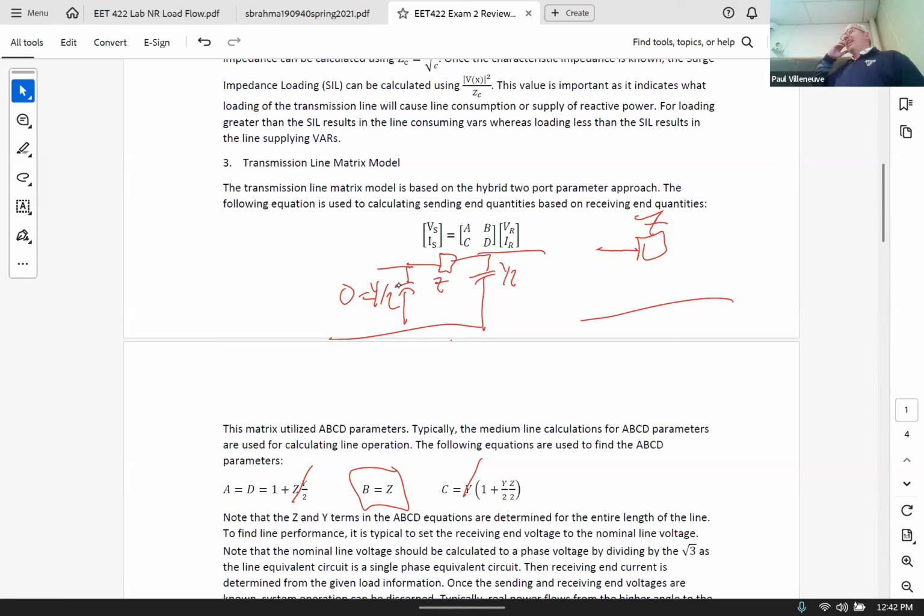All right. So you don't have to write down a second set of equations for A, B, C, D, because A and D equal 1, B equals Z, and C equals 0 for the short line, correct? I can get that information just by substituting in Y equals 0. So just simplify your work. You don't have to have that additional information.